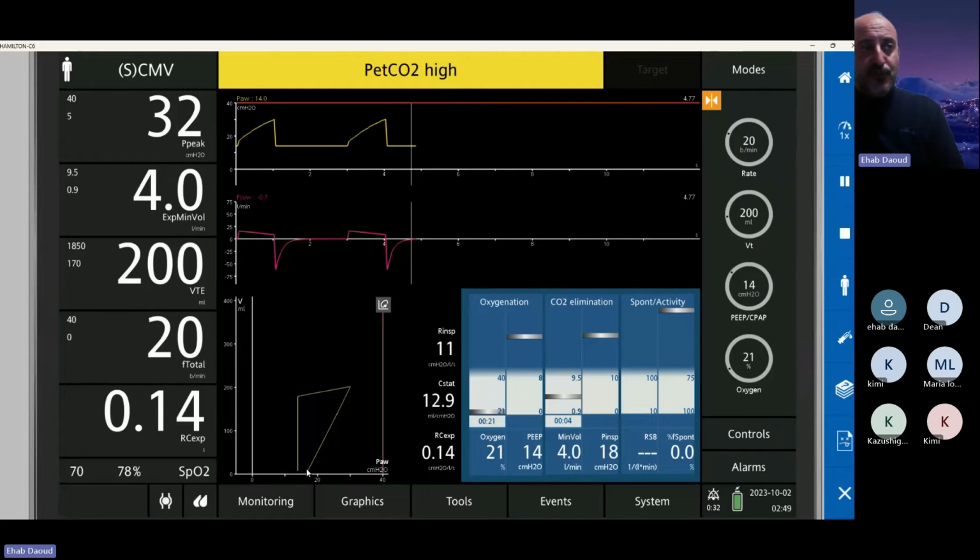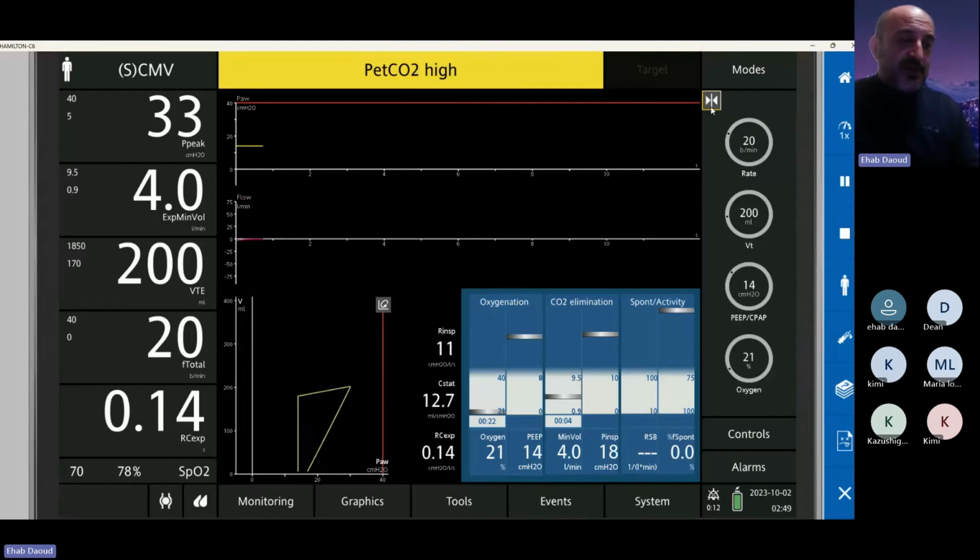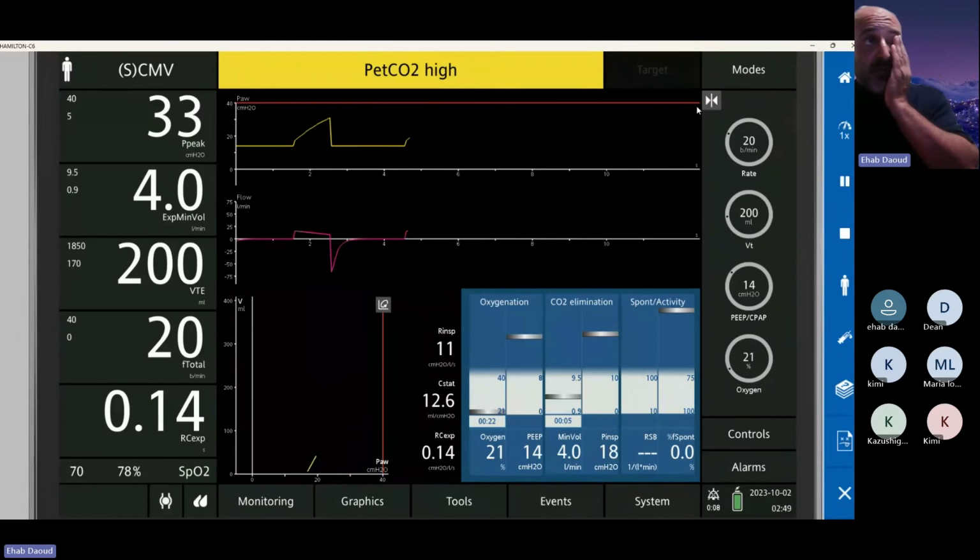Again, here in the volume control, if you remember, the right part here is the resistive part, and the rest of the triangle is the elastic dynamic part, and on the left side here, the PEEP part or the static elastic part.